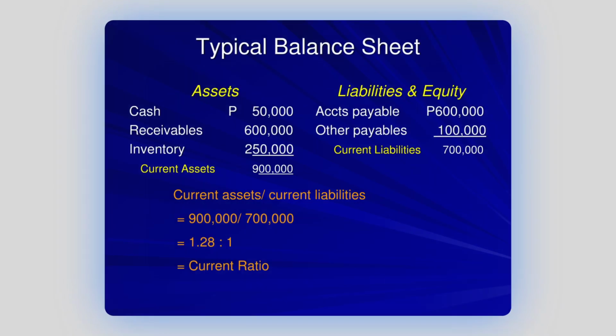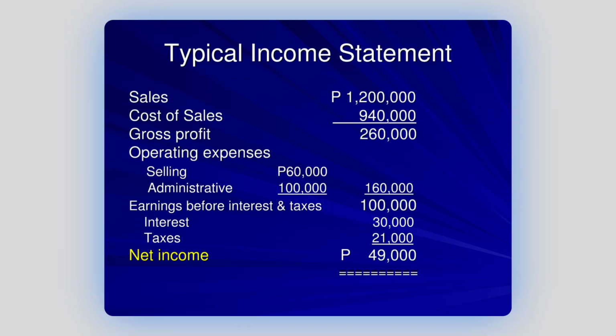Okay, so next one. Typical balance sheet, no? That would be your current ratio. Parang naulit na to kanina, no? Current assets divided by your current liabilities. Ito yung kanina, no? Okay.